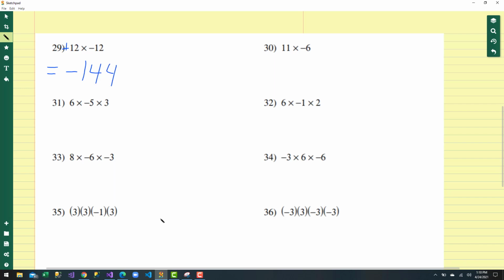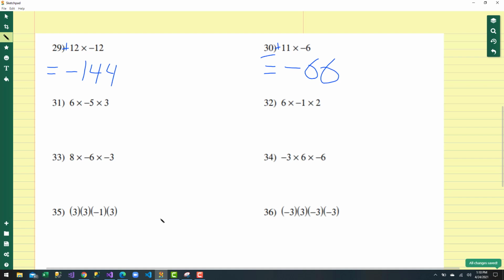Problem number 30. We have a positive 11. I'm going to label that imaginary sign, times a negative 6. Ignore the numbers. Opposite signs, when you're multiplying, the answer is negative, always. And 11 times 6 is 66.